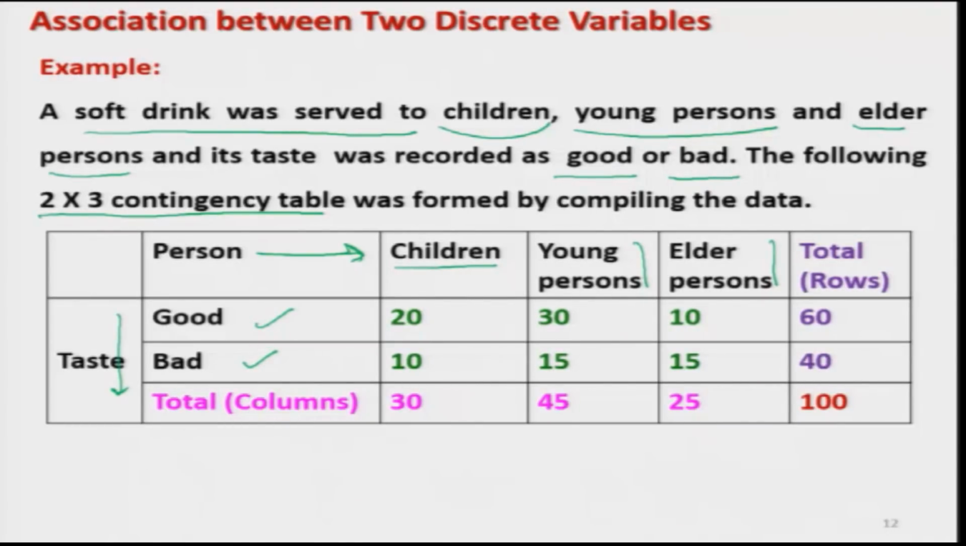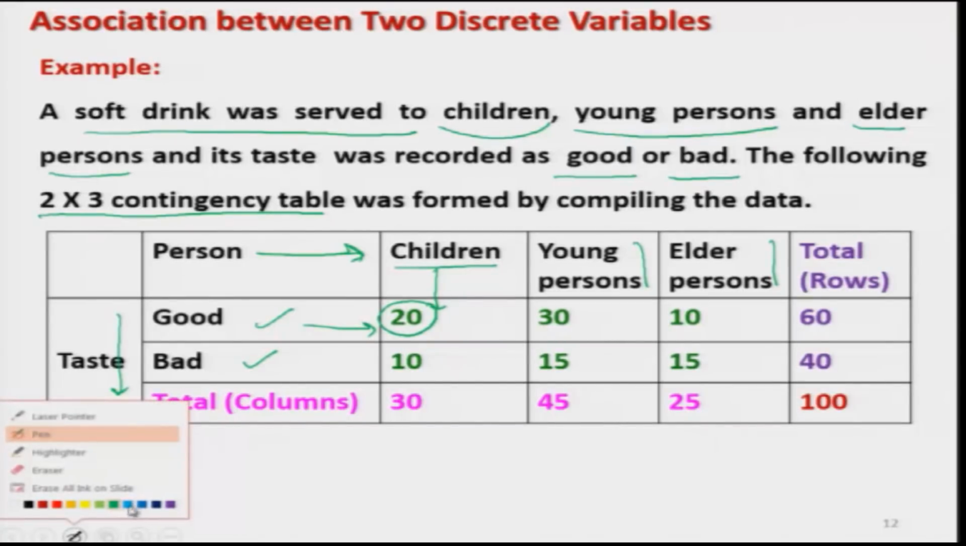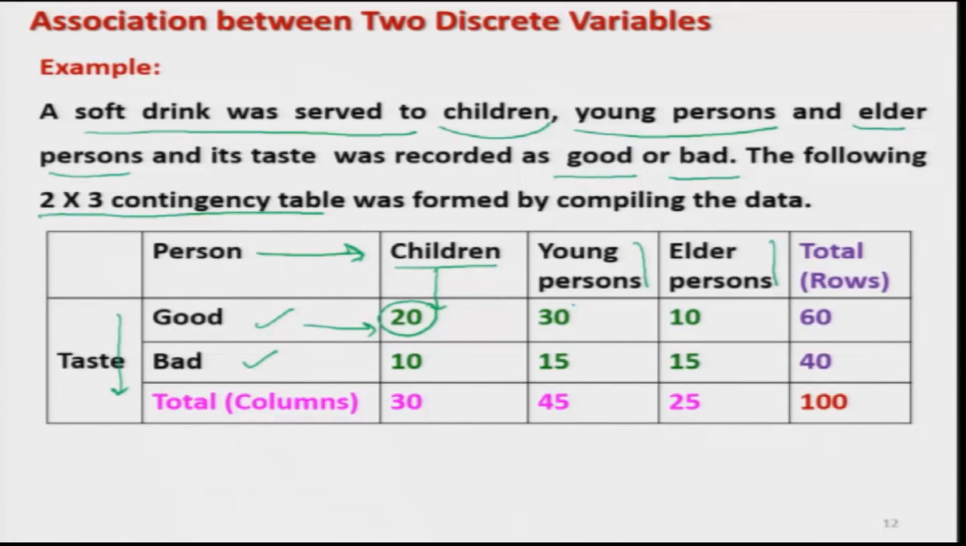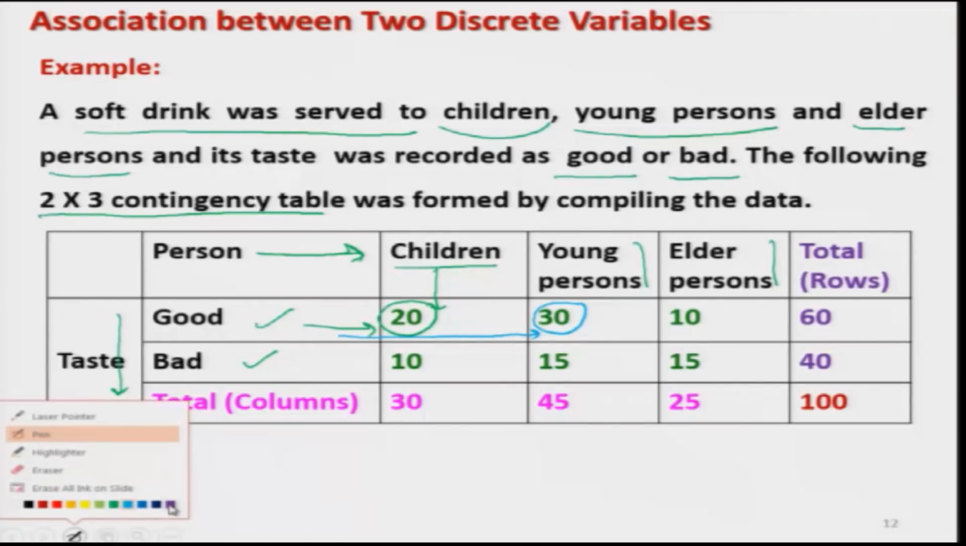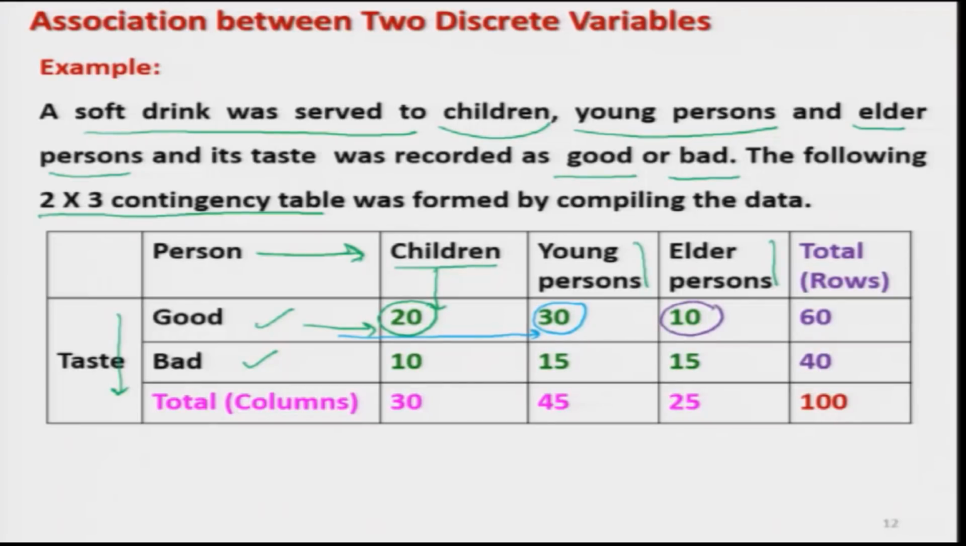And then, based on the data collected from such 100 persons, we try to count how many children said that the drink is good, and this number is suppose 20. And similarly, we try to count how many young persons said that the drink is good, and similarly how many elder persons said that the drink is good, and this number is here 10.